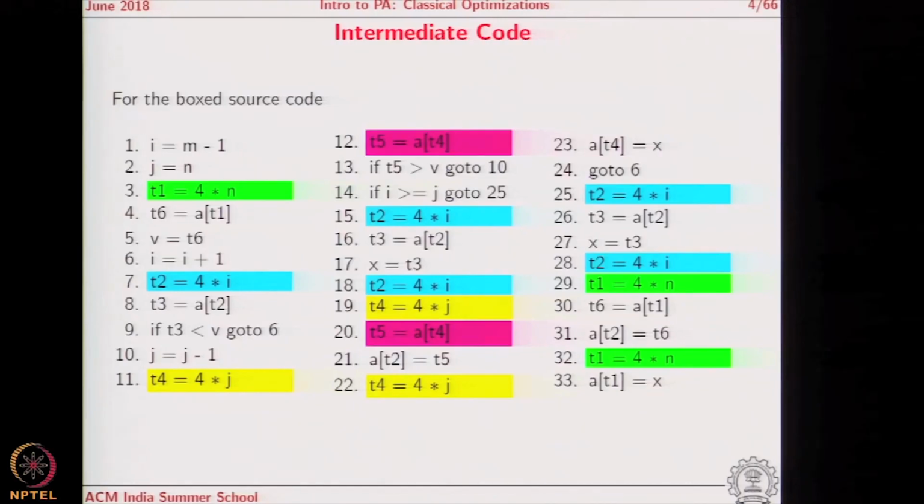And the question is, can we do something about it? Do we have to compute 4 star i so many times? Do we have to compute 4 star j so many times? Can we compute them once and for all and store their value and reuse their value? That is the question, and that is how we can optimize a program. Okay.